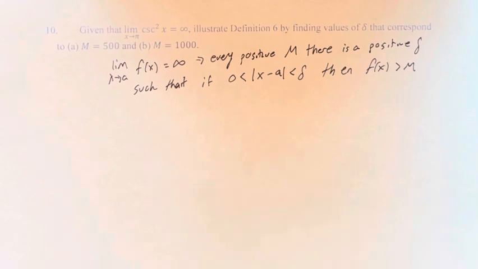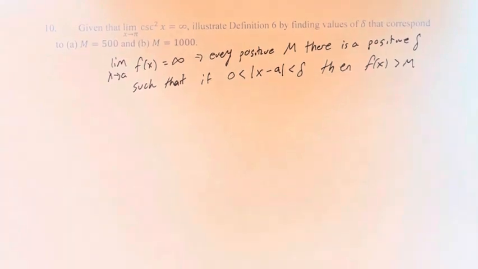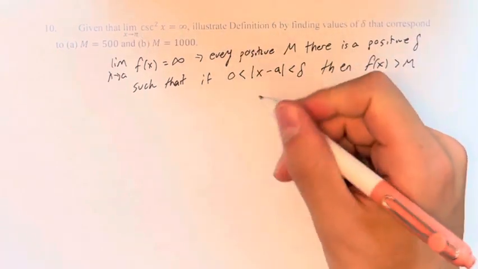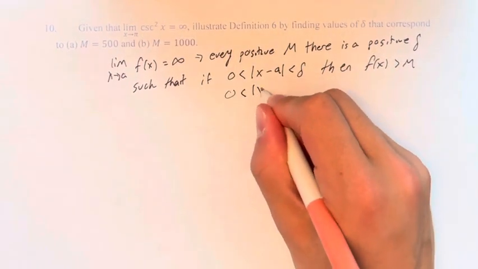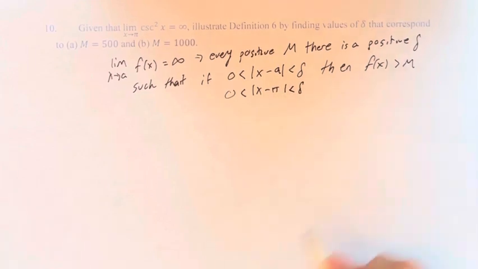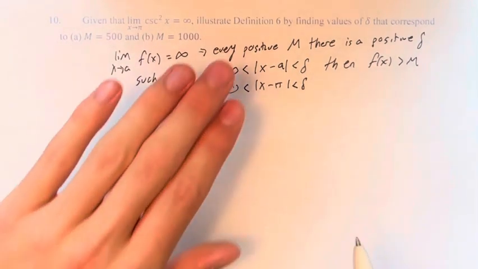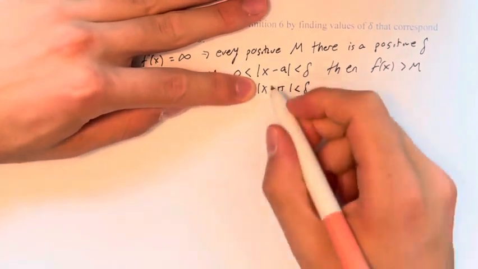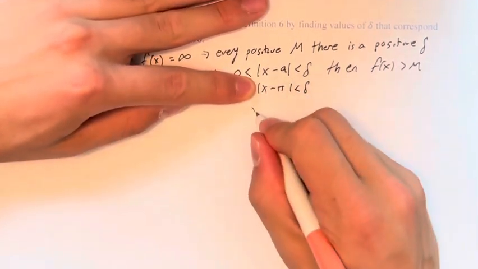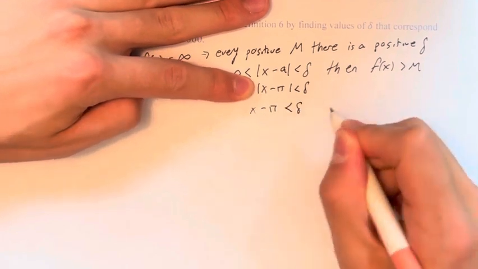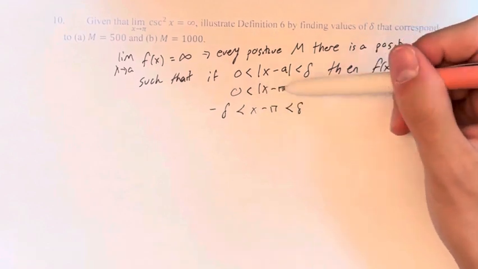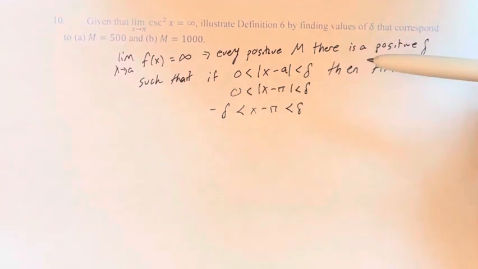So what is this saying? Well, if we plug in pi for a here, we get that 0 is less than the absolute value of x minus pi is less than delta. If we just have the absolute value of x minus pi being less than delta, this means that x minus pi is less than delta and greater than negative delta.